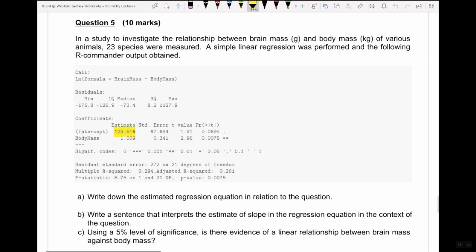But that's the idea. I mean, a blue whale is a massive beast. Proportionally, though, how big is its brain relative to that body mass? It will definitely be bigger, but it doesn't necessarily increase. It's not perfectly predicted by your body weight. Okay, that's what this is saying. Only about 29.4% of variation in brain mass is explained by that model.